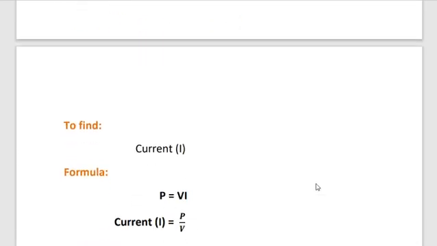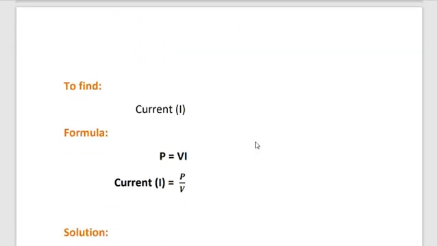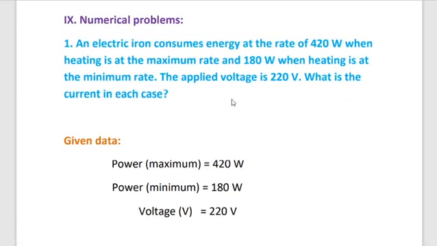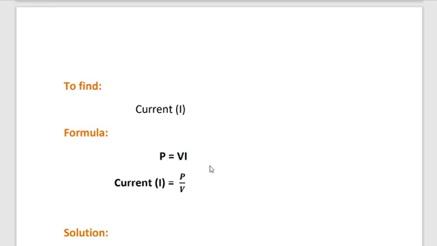What is the question asked? Current I. So we find out what is the current in each case when it operates at the rate of 420 watt and 180 watt. The formula we know is power P equal to VI.